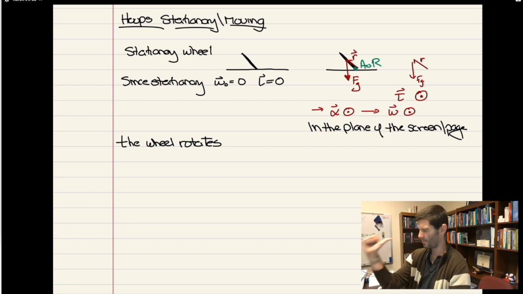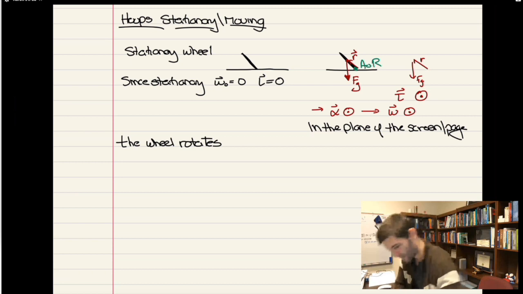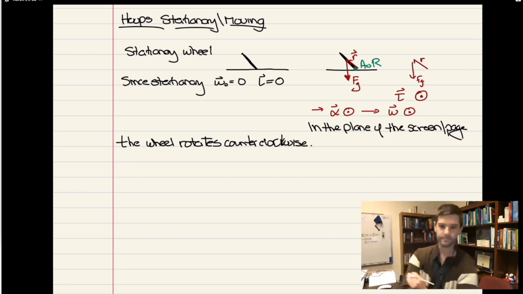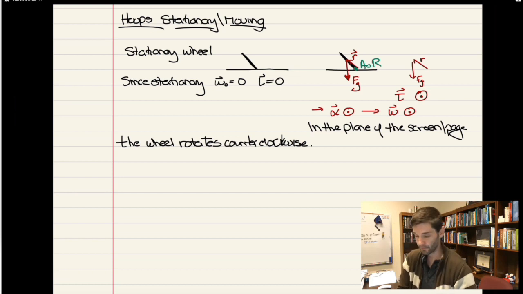Again, if my thumb is pointing out of the screen and my right hand fingers curl around my thumb, that looks like it rotates counterclockwise. Or it plops over to the left and just rotates counterclockwise until the entire wheel hits the ground. The wheel falls over.